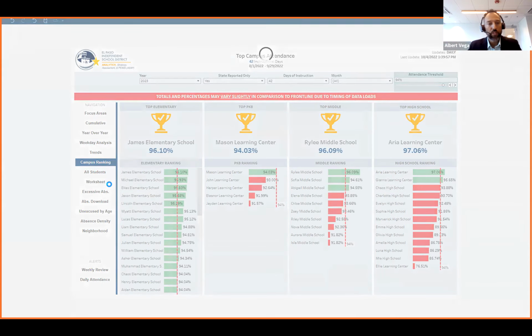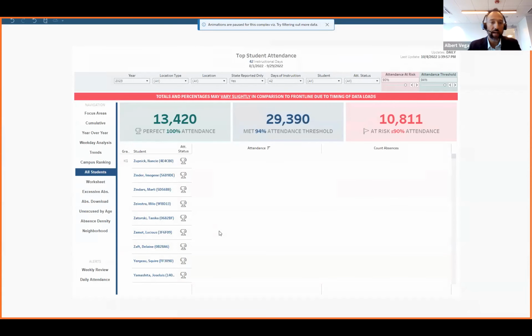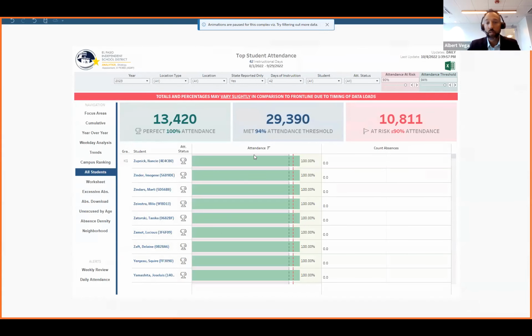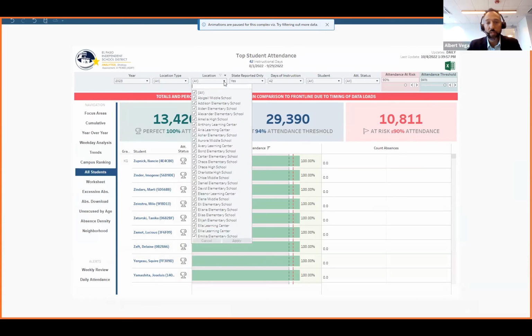So similar to what Ruby just stated about the campuses being incentivized in terms of trying to reach that 94%, or looking for those campuses with the highest percentage of attendance rate, the campuses are doing the same thing. So we've developed a page that allows the campuses to easily identify those students that have the highest attendance rate. So in this case, I'm going to pretend to be a principal.